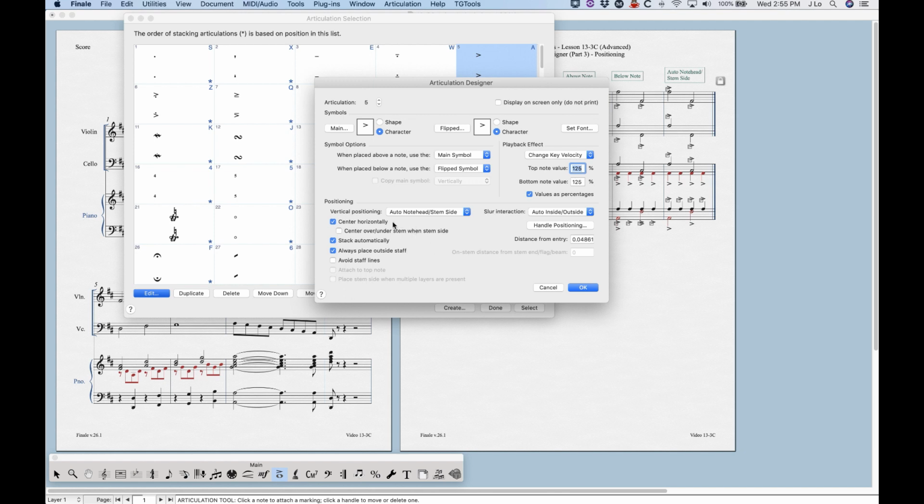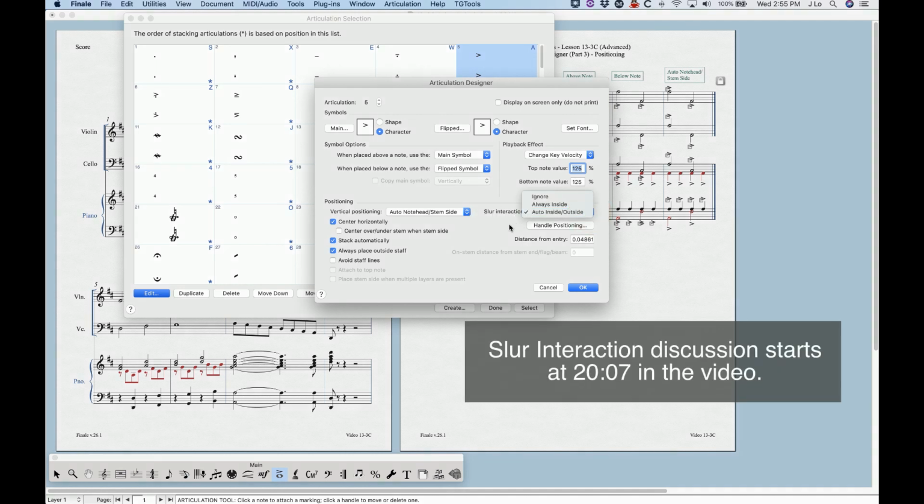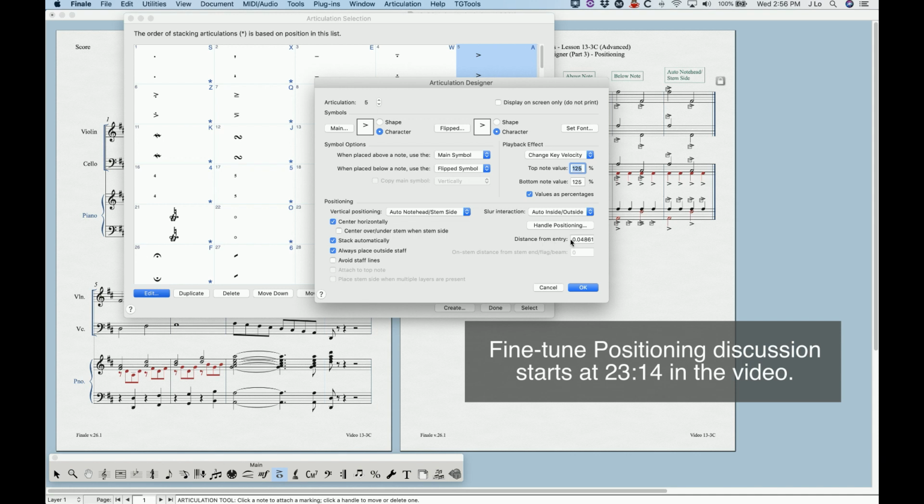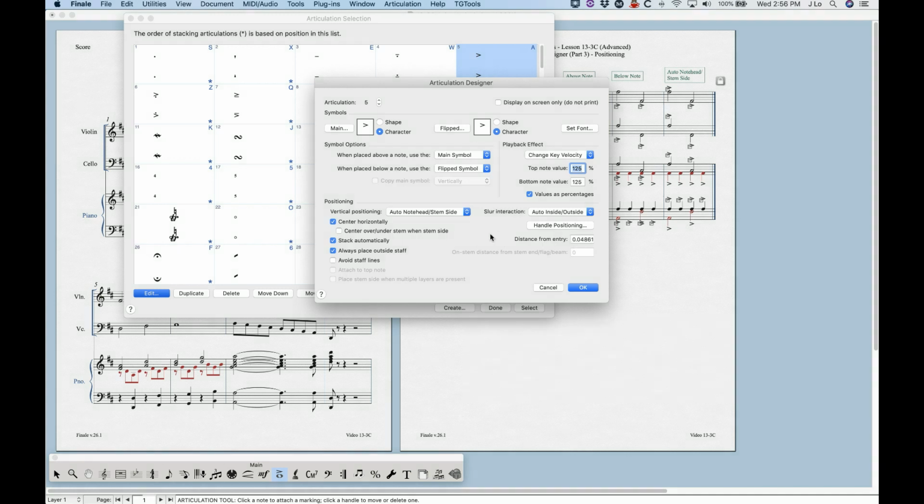And there are sub-options for all of these options, which change and have different meaning depending on which setting you're using. The second mode, I guess, would be how the articulation interacts with slurs, and that's right here. There's a few options for that, which I'll show you as well. And then finally, there's the fine positioning, which will be handled in the handle positioning, as well as a distance from entry. And I'll show you that at the end of the video. All right. So let's get going with some of this vertical positioning. And actually, let me show you these options below, just in a general sense, so you can sort of get a handle of that first.